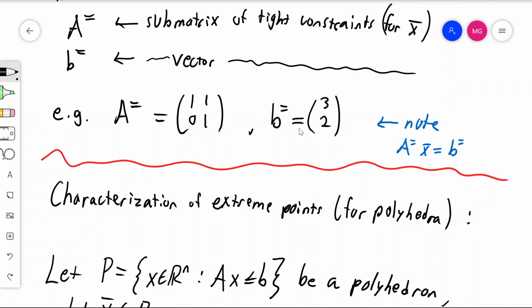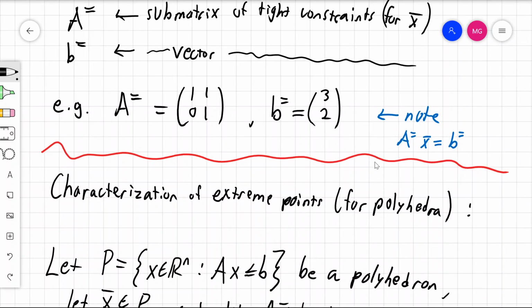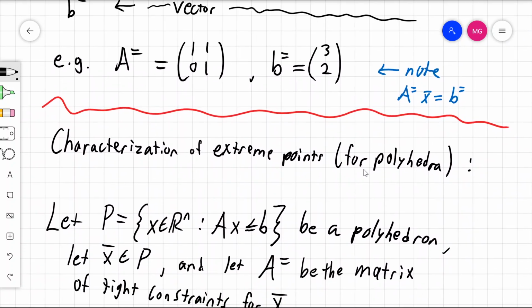And by the way, just remember that by definition of what A equality and b equality are, we have that A equality times x bar equals b equality. So this equality holds by definition of what A equality and b equality are. That was covered in the prior video as well.